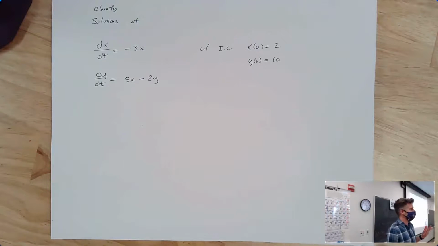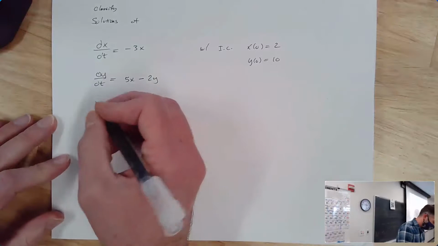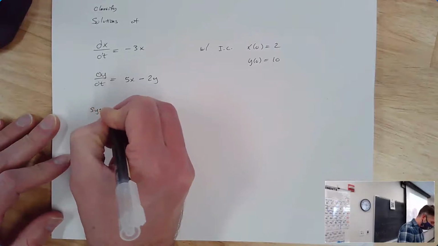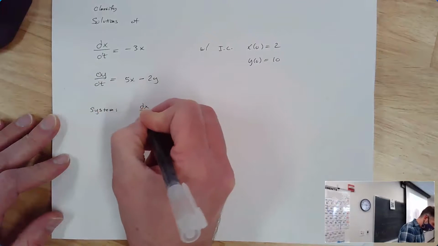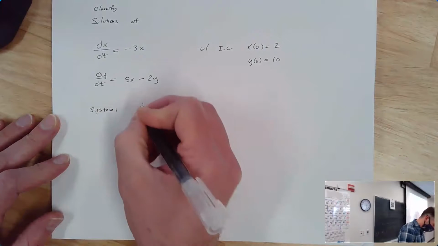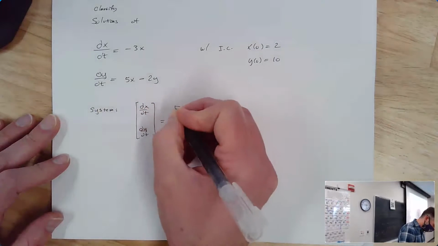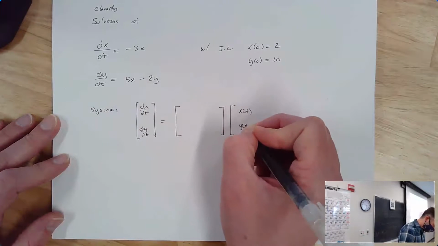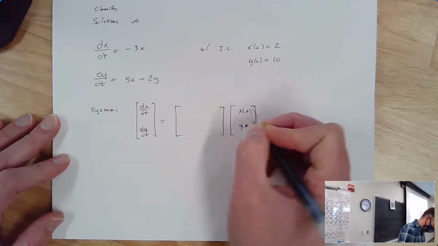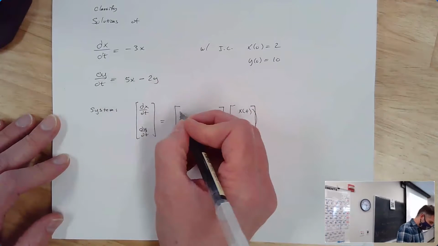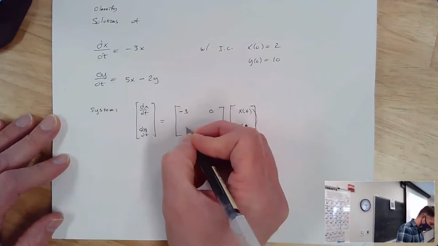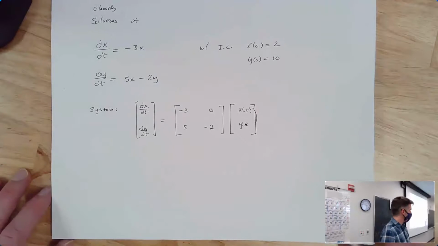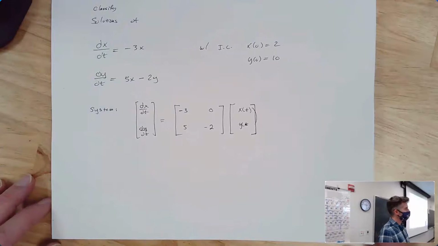So I want to point out that here's what the system looks like as a matrix. We have dx/dt, dy/dt equals our matrix times x, y. So our matrix here is negative 3, 0, 5, negative 2. And here's a great thing about this matrix. You already know the eigenvalues.